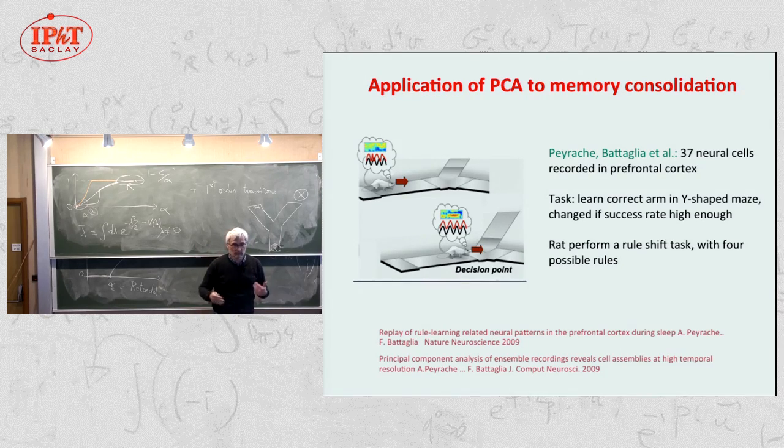As soon as the success rate is above some threshold, the rule changes. That means the rat is constantly learning new rules, so it cannot reactivate past memories and so on. It has to understand the new rule. And the transition from one rule to another is purely random, as soon as the success rate is above some threshold. So that's the situation. The rat is doing this task.